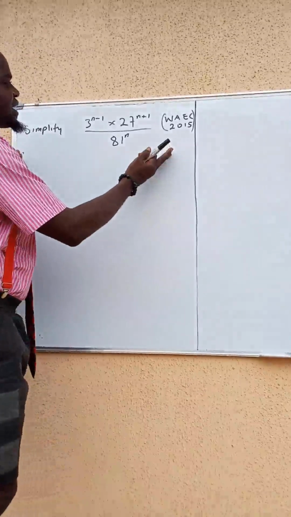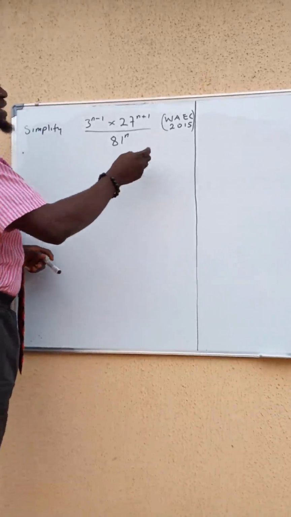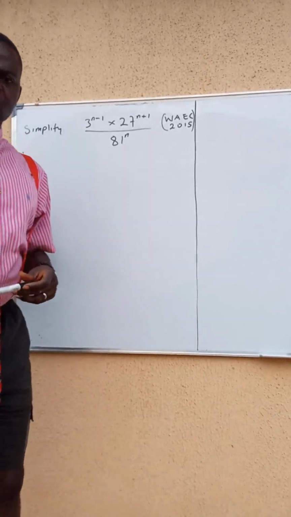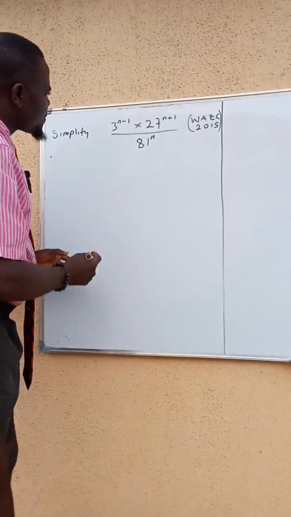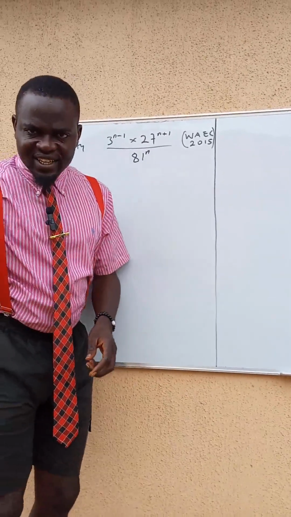We have a beautiful young lady here. WAEC 2015 question. So beautiful. So how do we simplify and find the value of n? Let's go there.